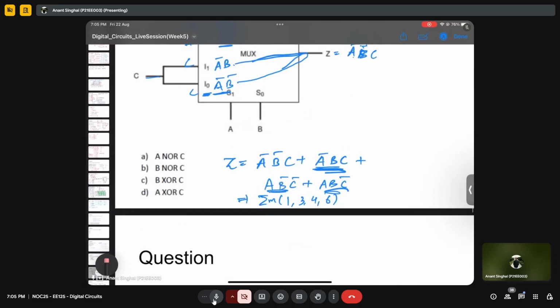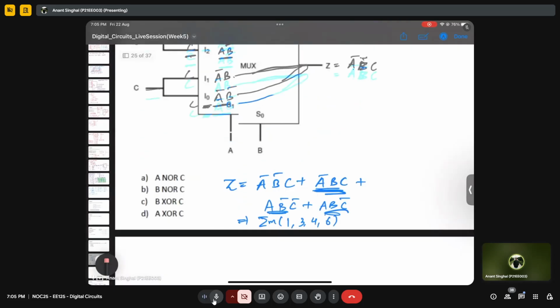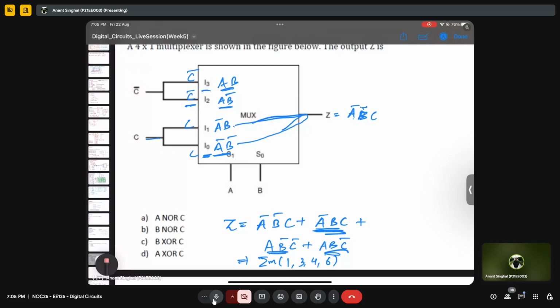Sir, it is confusing. From top to bottom they have given, sir. Yeah. Instead of top to bottom, they've given it from bottom to top.